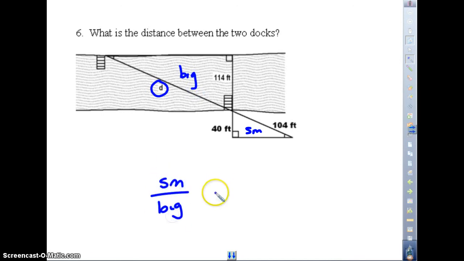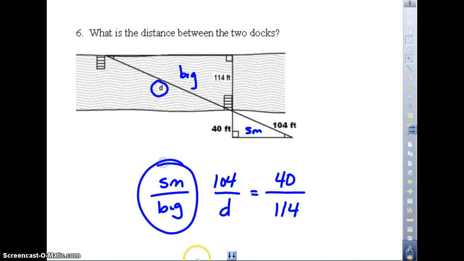Small to big. D is in the big. That corresponds to what length in the small? Yeah, that's going to be 104 feet. Pick another length in the big. That's 114 feet. Corresponds to what in the small? Yeah. I want to see you guys set up this word ratio every time. It tells you where to put your numbers. Now you're going to cross multiply and solve for D.